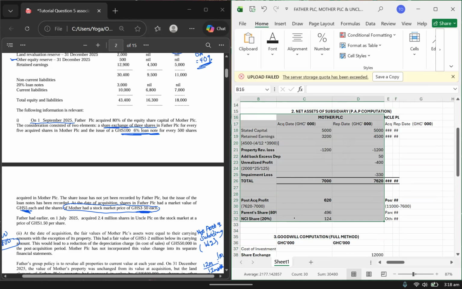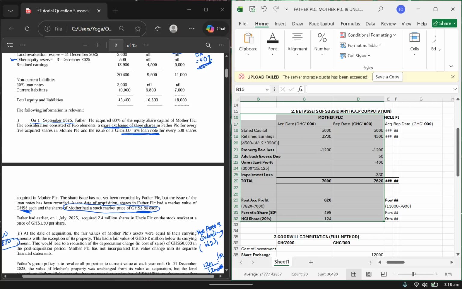The reason why we do it for Uncle PLC is, if you remember, the group retained earnings. I said you will bring what the parent's share of the associate's post-acquisition profit. So you have to do the net assets of the associate as well, at acquisition and reporting, to get the post-acquisition profit of the associate. Then you look for the parent's portion. But our main focus will be on the subsidiary.